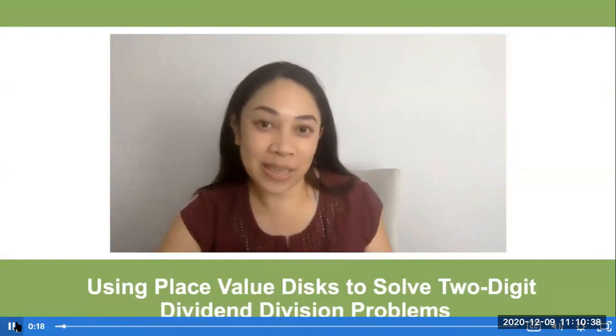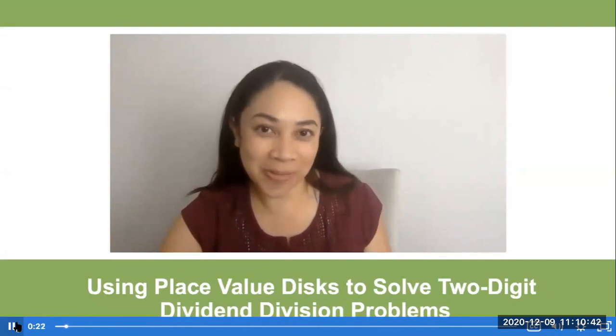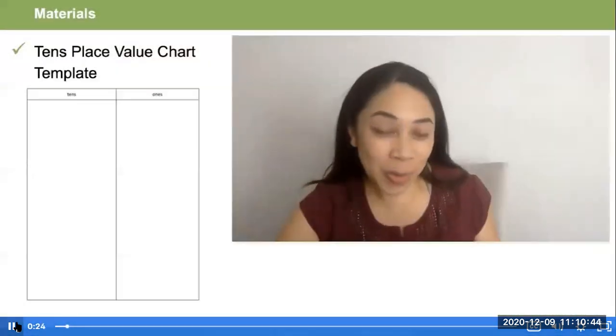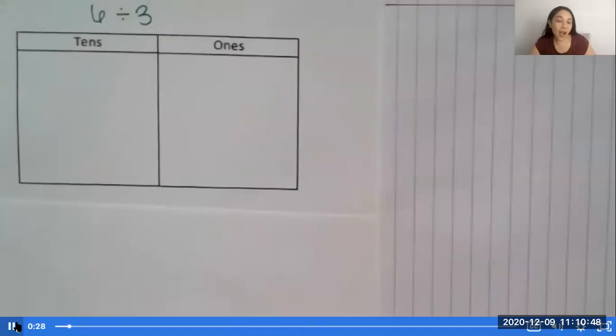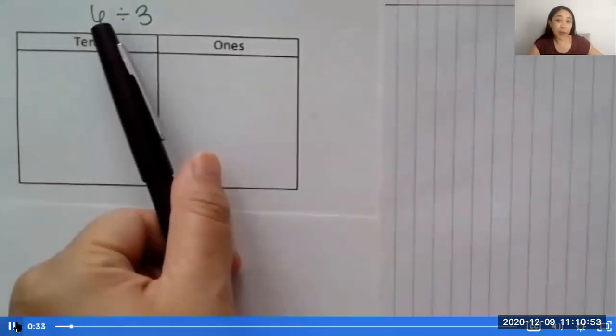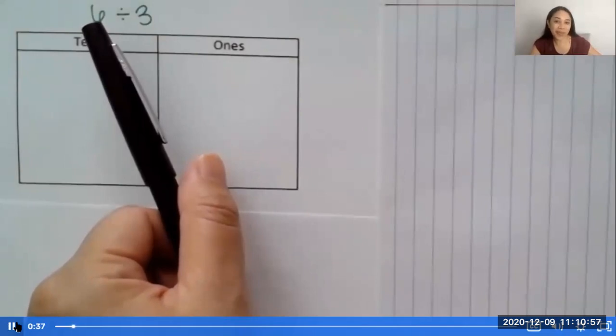We're going to be using place value disks to solve two-digit dividend division problems. Here's what we'll need for today's lesson. Let's begin. Our first problem today is 6 divided by 3. 6 ones represents what? It represents the whole, the total. It's what we're going to be dividing by today.